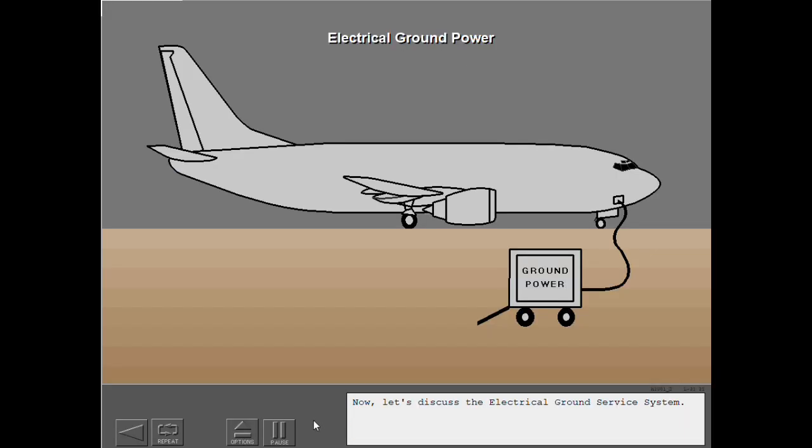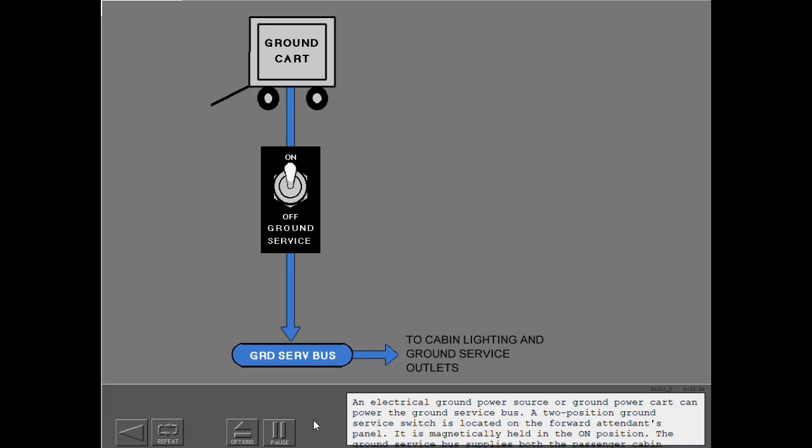Now let's discuss the electrical ground service system. An electrical ground power source or ground power cart can power the ground service bus. A 2-position ground service switch is located on the forward attendance panel. It is magnetically held in the on position. The ground service bus supplies both the passenger cabin lighting and ground service outlets and allows service personnel to clean the airplane without powering other electrical buses.